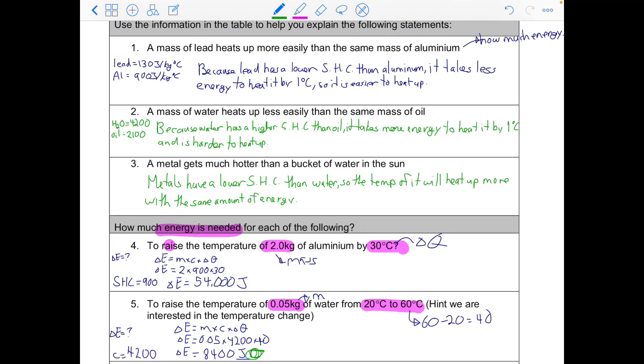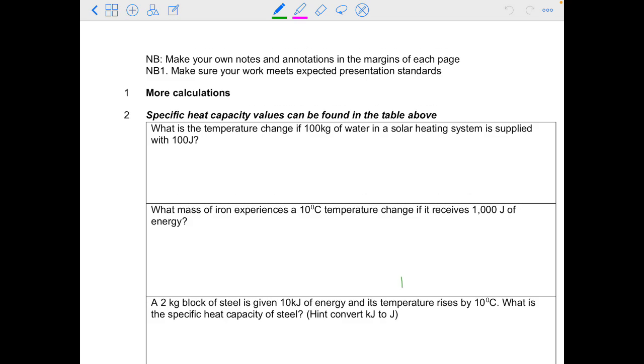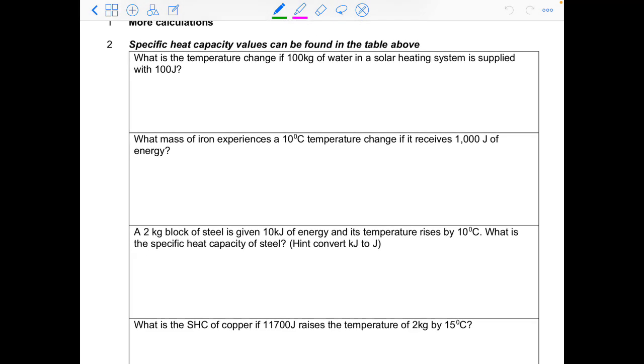All right, if you struggled with the other two, pause the video and go back to them now. Otherwise, there are the answers to question 5 and 6 as well. Any questions about those, make sure you do email your teacher. So here we have some more calculations. Some of these might include some rearranging. So we'll do the first one together. And then after that, I want you to pause the video and go through and work on them on your own.